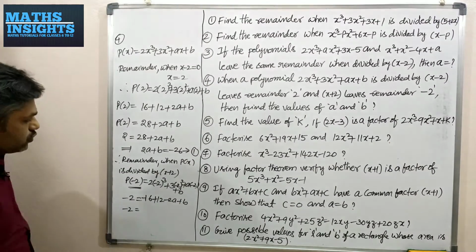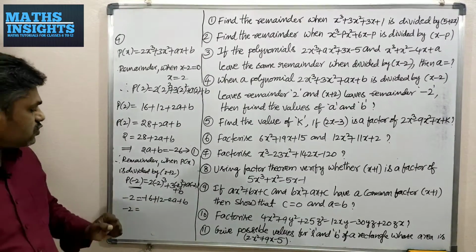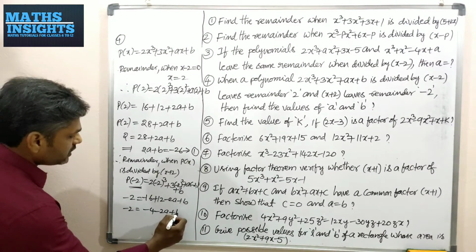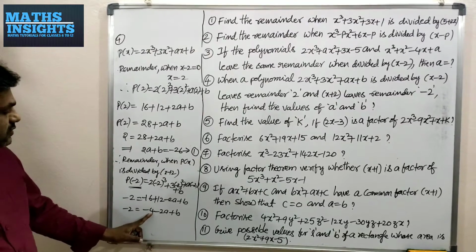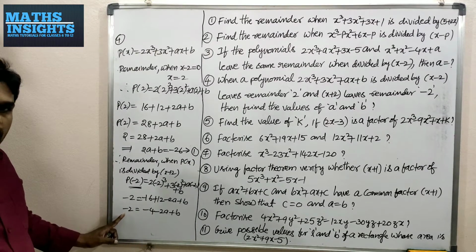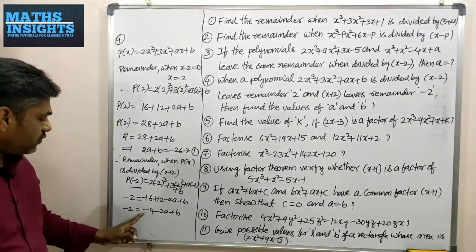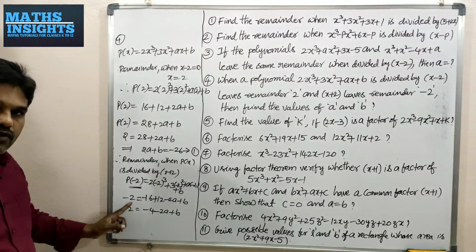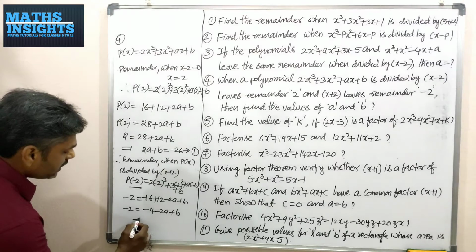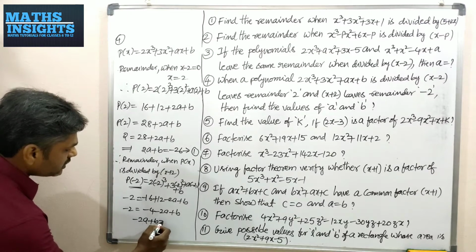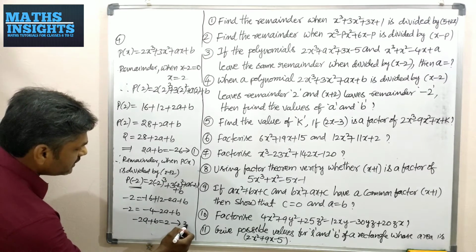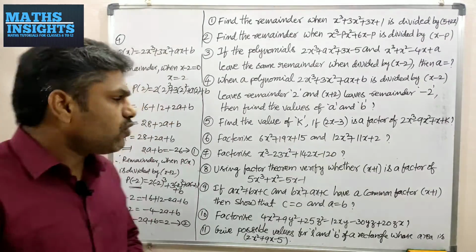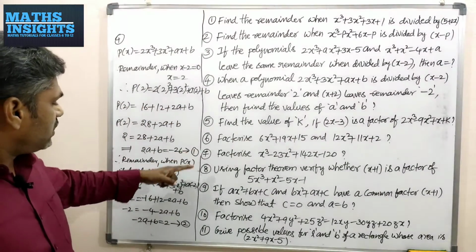Minus 2 is equal to minus 16 plus 12, that is minus 4, minus 2a plus b. Now I will take this minus 4 to this side, then it will become plus 4. Therefore plus 4 minus 2 means 4 minus 2, it will become 2. Therefore minus 2a plus b is equal to 2. Let this be equation 2. You have two equations now, 1 and 2.